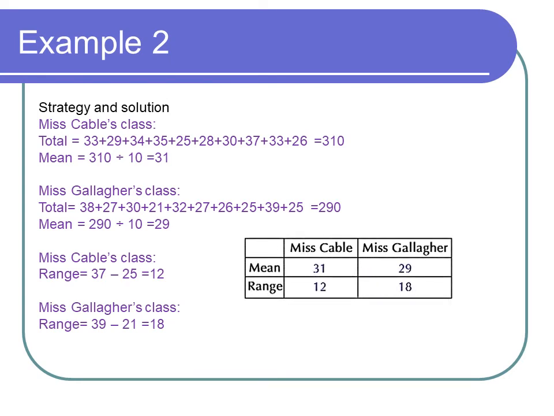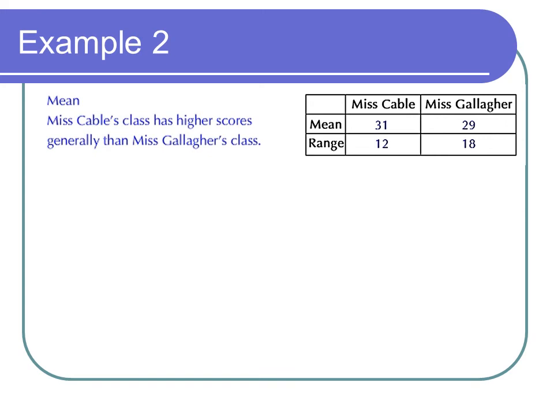Here, put the data in a table to make it easier to compare. After looking, we can find that Miss Cable's class with a mean of 31 has higher scores on average than Miss Gallagher's class with a mean of 29. And the range for Miss Cable's class is less than the range for Miss Gallagher's. So we can say that Miss Cable's class has higher scores generally than Miss Gallagher's class, and Miss Cable's class is more consistent than Miss Gallagher's class.